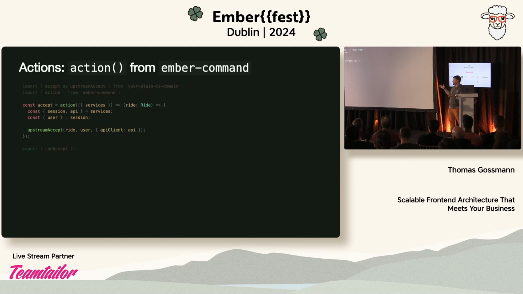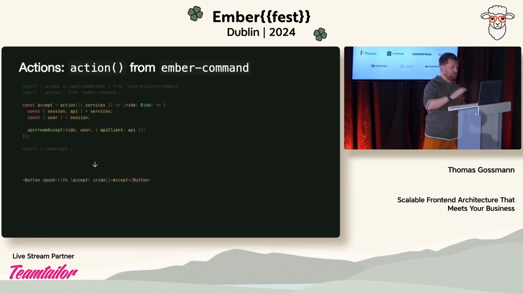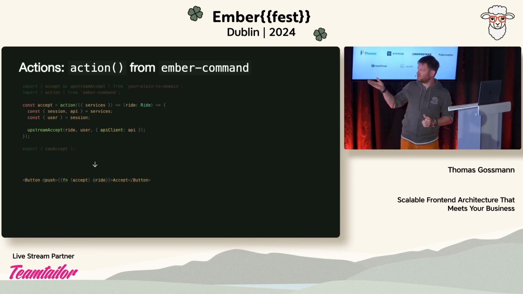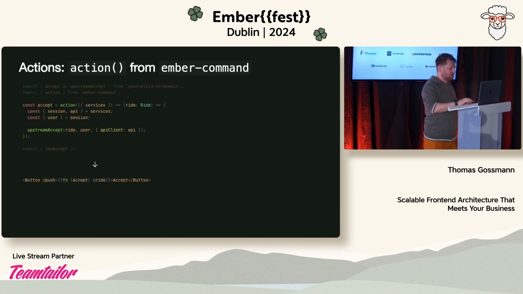And the same thing goes for actions as well. This time it's action from Ember command. It has exactly the same signature on how you want to use it. And then the result here is the same. We get an accept action back, and we can use it from the template. Maybe to note is that we need to put the braces around. That's part of the Ember helpless infrastructure, so nothing we can do about it.